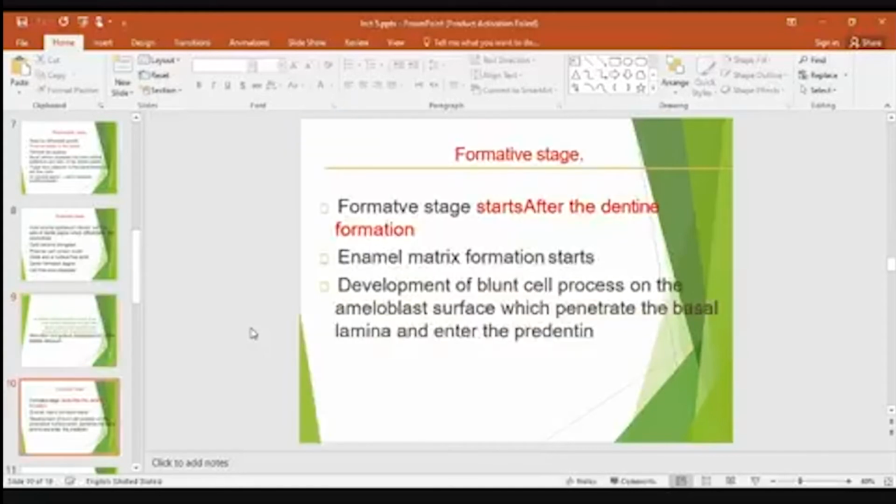The formative stage. The formative stage starts after the dentin formation. From its name, formative, enamel matrix formation starts. Okay? The inner enamel epithelia begin to differentiate into ameloblast cells. Well, ameloblast cells start to produce the enamel. Development of blunt cell processes on the ameloblast surface which penetrate the basal lamina and enter the predentin.